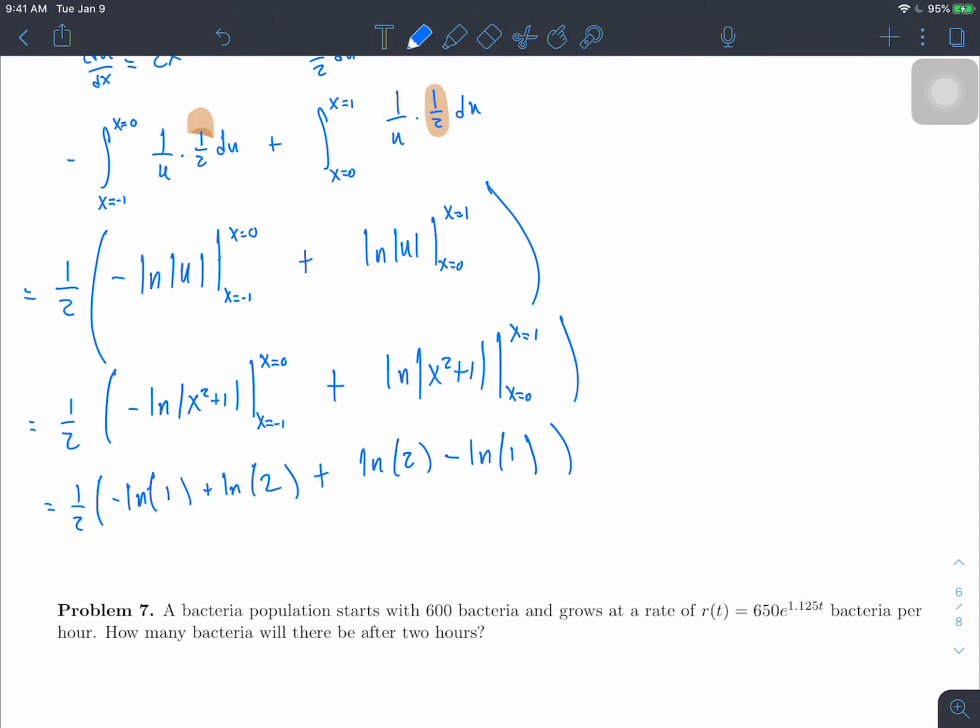Now who can tell me what is ln of 1? Can we evaluate that right away? If I do ln of 1, what do I get?